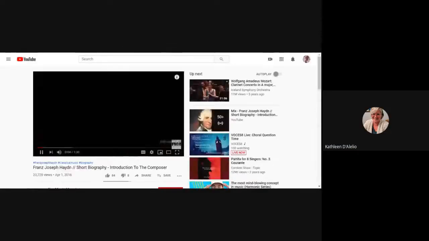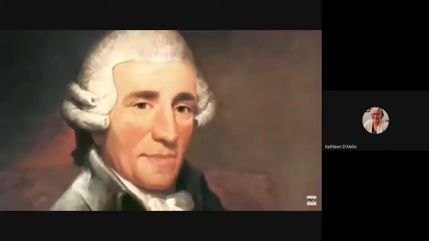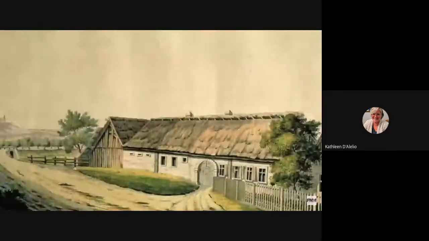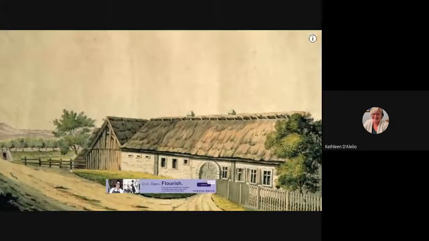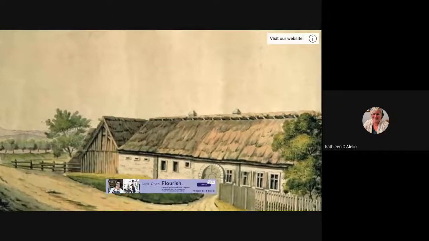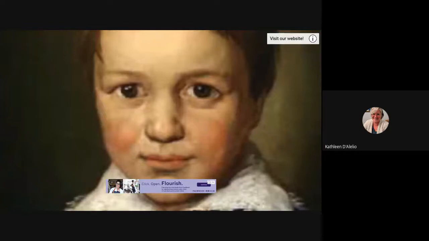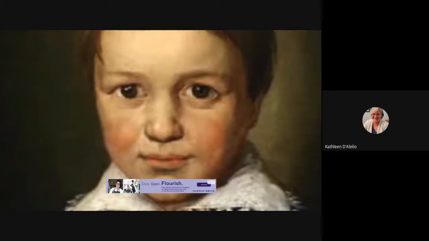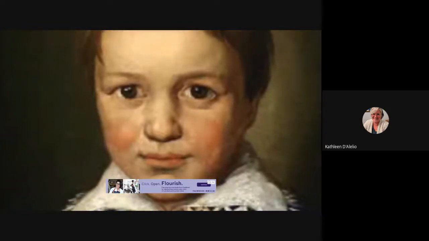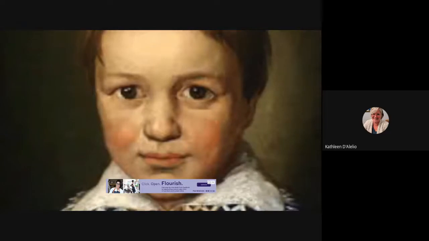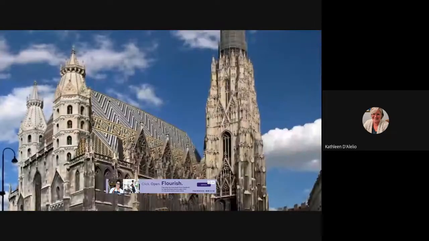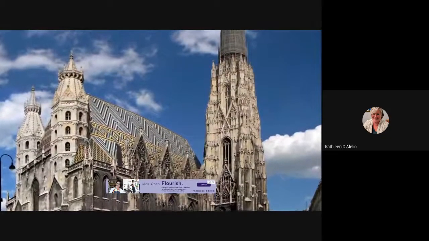Franz Joseph Haydn was born on March 31, 1732, in Rohrau, a village in Austria about 30 miles southeast of Vienna. Unlike many great composers, Haydn did not come from a musical family. Haydn instead learned music from a paternal cousin named J.M. Frank.